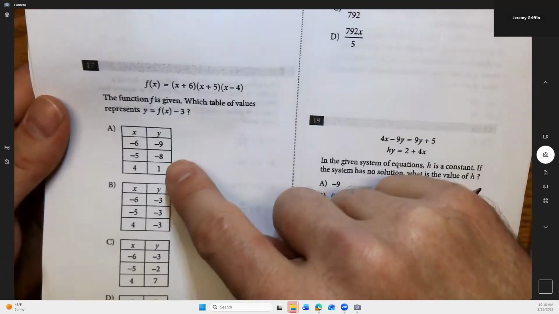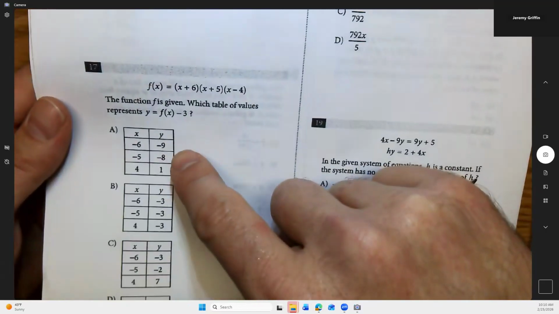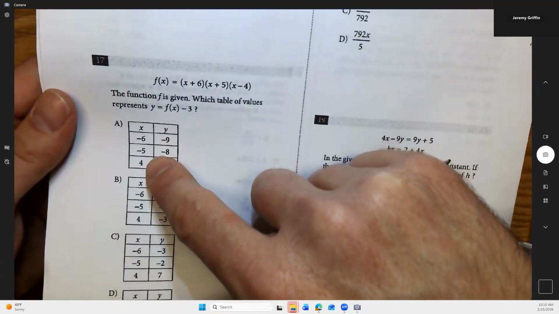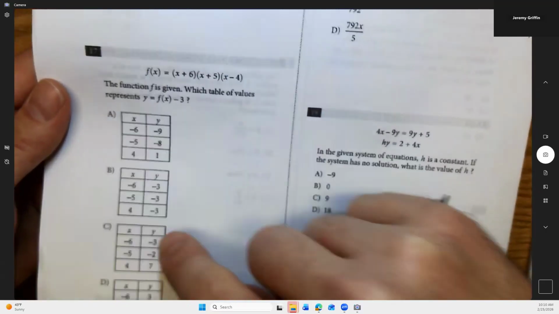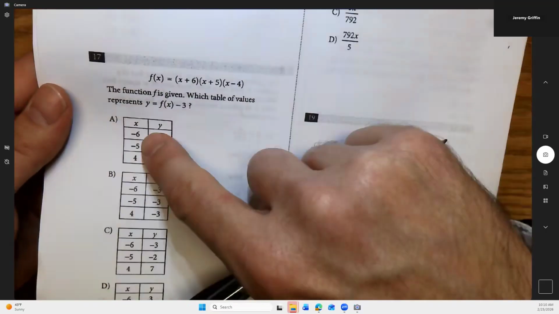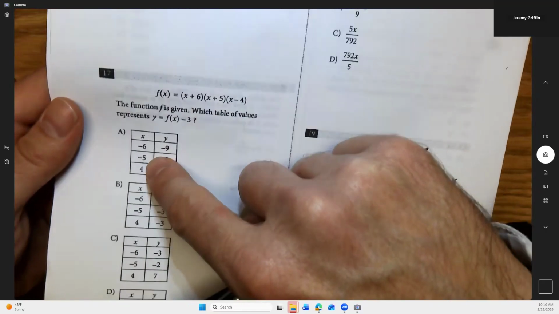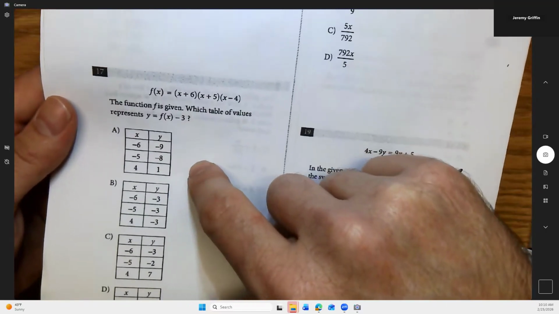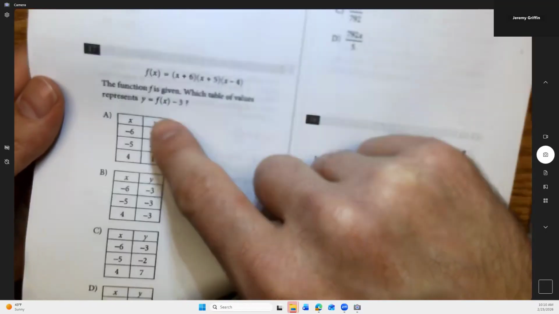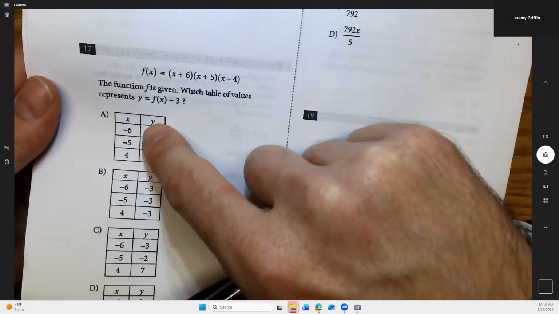And guys, look at all the x values. Look at these x values: -6, -5, 4. They use those over and over and over again. Guys, why did they pick those values? Think deeply about this. Why did they pick x values of -6, -5, and 4 over and over? Those are the best 3 options they could have picked for x values. Why?